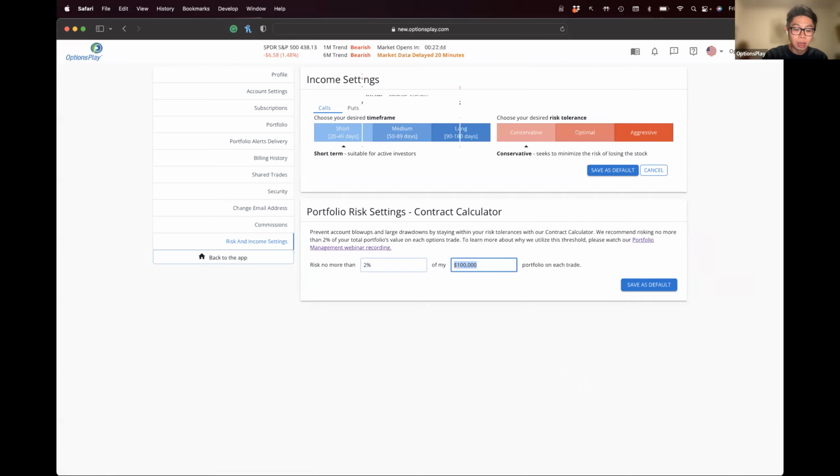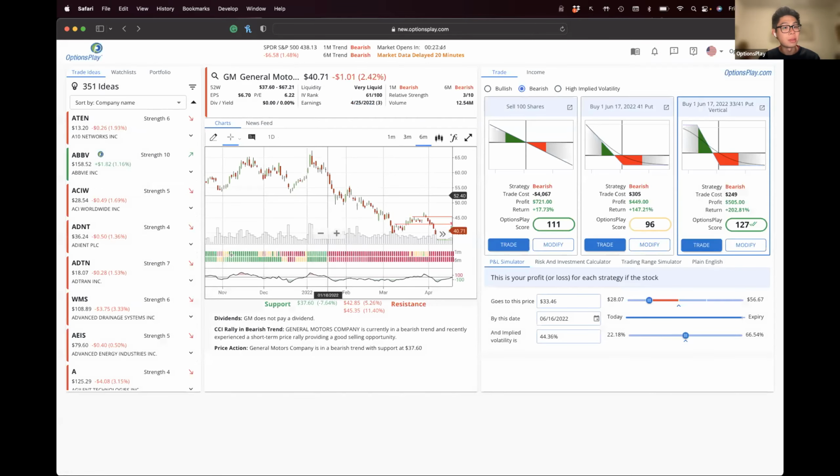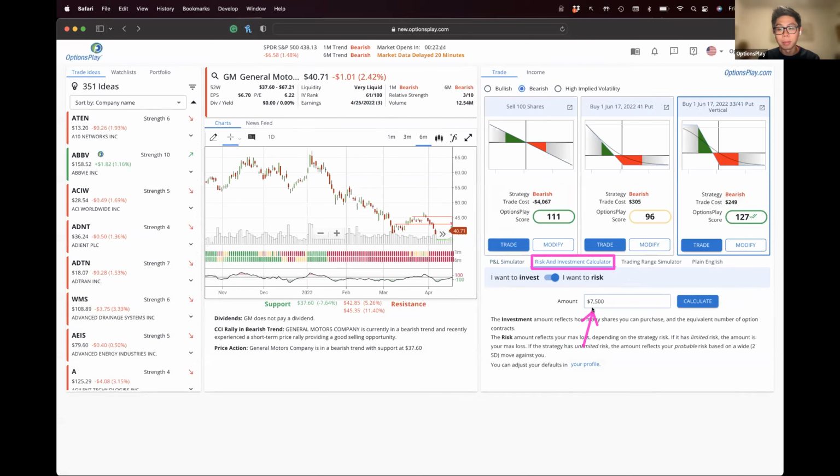So let's say you have a $250,000 portfolio. You can type that in, maybe adjust it to 3% because you have a higher risk tolerance than we do, and you can simply save this as your default setting. And when you go back to the application, and this works whether you are looking at a daily play trade or a trade on your own, when you're looking at a trade idea, you can click on the risk and investment calculator, and it will automatically default to the amount you're willing to risk based on your settings.